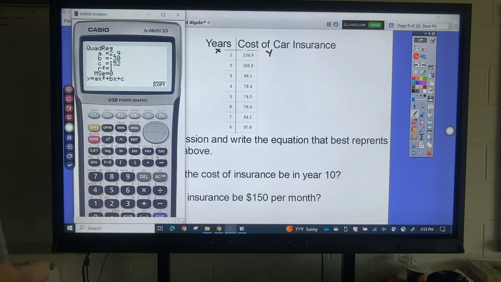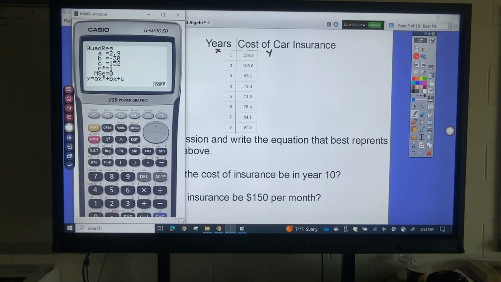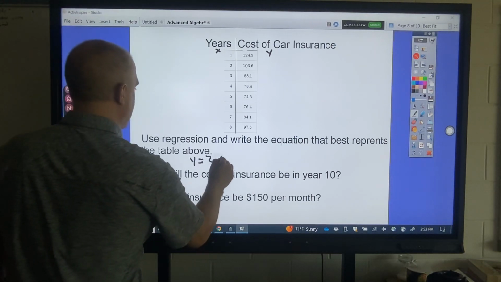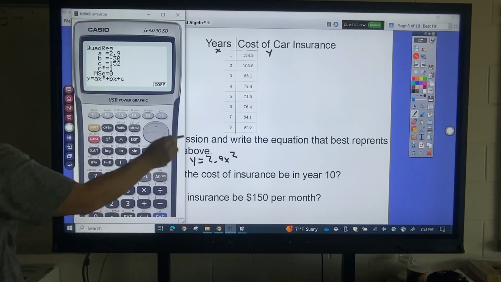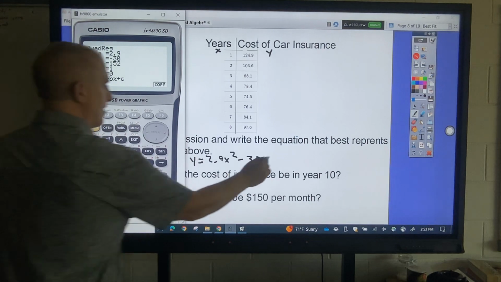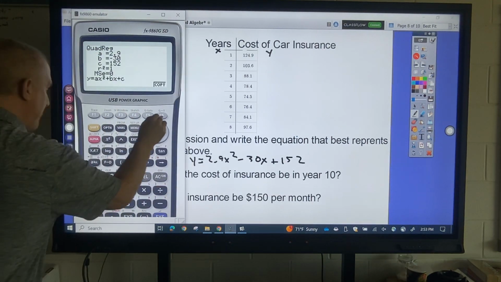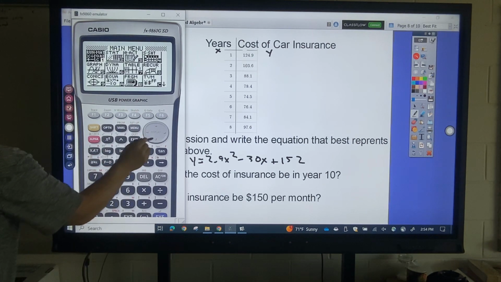X squared. That one nails it right on there. So my equation is y equals 2.9 x squared. So that's the A. The B is negative 30. And the C is the standalone number, 152. Okay, copy, execute. Then I want to go into the graph area.